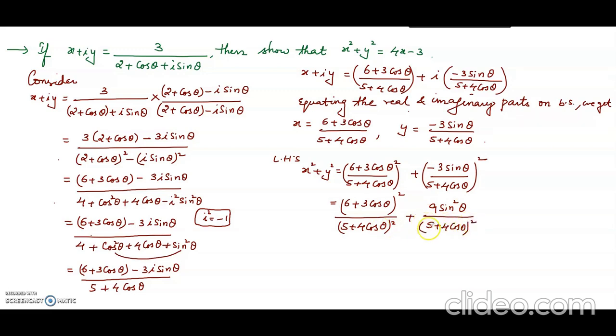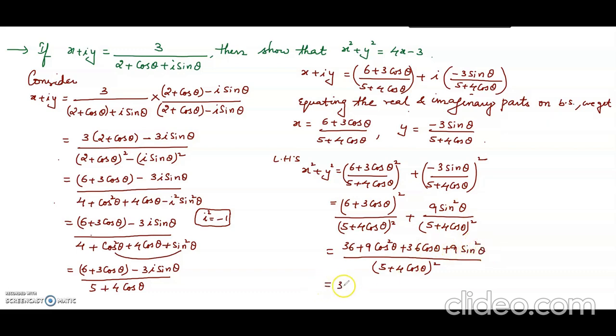So you can see the denominator is same for both the terms, so we can keep the denominator as it is, 5 plus 4 cos theta whole square. Let us expand the numerators. a square is 36, b square is 3 cos theta whole square, 3 square is 9, cos theta whole square is cos square theta, plus 2ab, 2 into 6 is 12, 12 into 3 is 36 cos theta, plus 9 sin square theta.